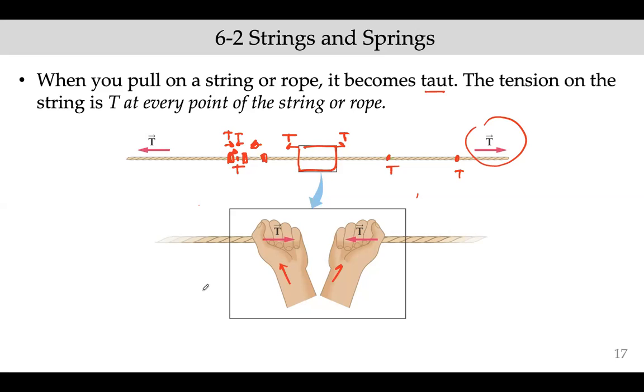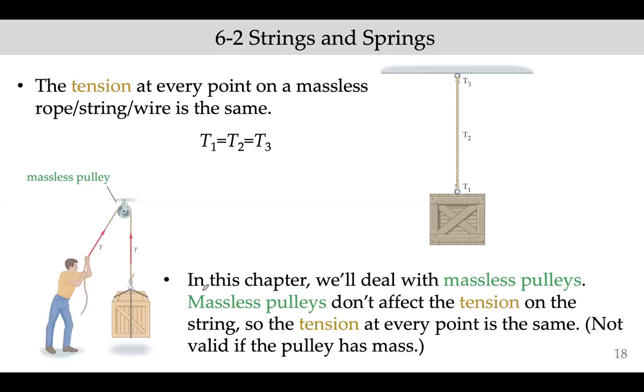But the important point here is, again, at every point on a string or a rope, it's the same, and the amount of force is always T. So the tension at every point, we said this, on a massless rope, string, wire, is the same. The wire is also just like a rope or string. So if you have an object set up like this, the tension here and the tension here on the rope is always the same at all points.